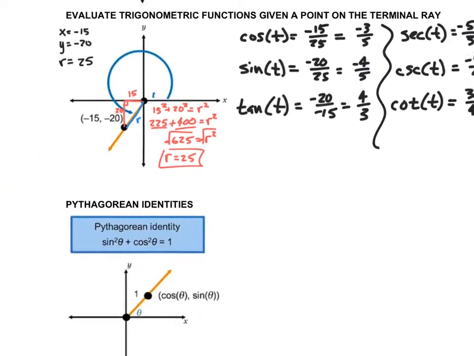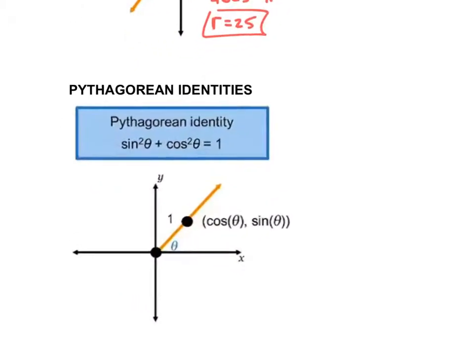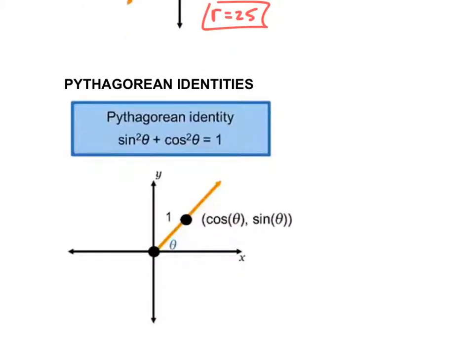Okay, so the next thing I want to talk about is this thing called a Pythagorean identity. Now, here's what I've got here. I have this identity that claims that if I take sine squared theta plus cosine squared theta, then that's going to give me a value of 1.